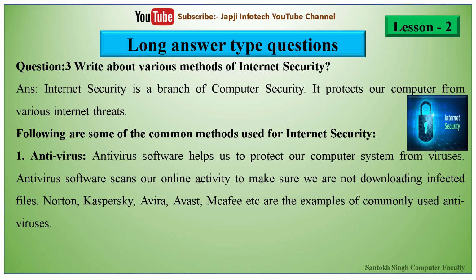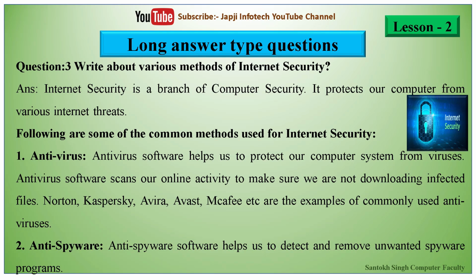The first one is antivirus. So antivirus software help us to protect our computer system from viruses. Antivirus software scan our online activity to make sure we are not downloading infected files. Norton, Kaspersky, Avira, Avast, McAfee, etc. are the examples of commonly used antiviruses.